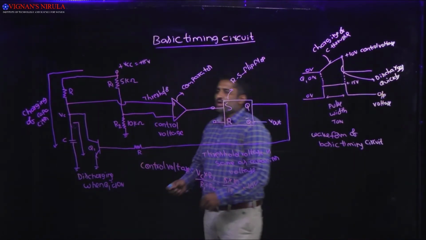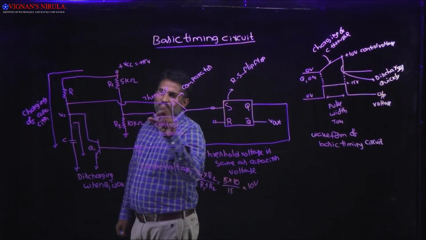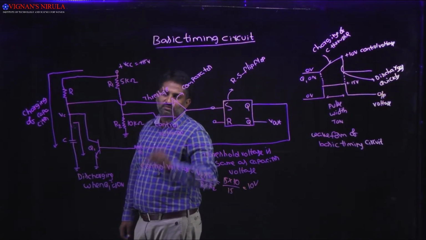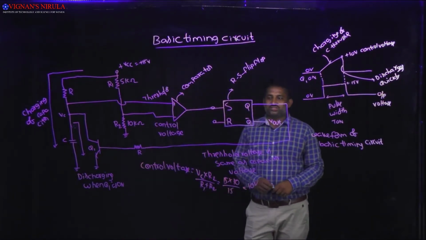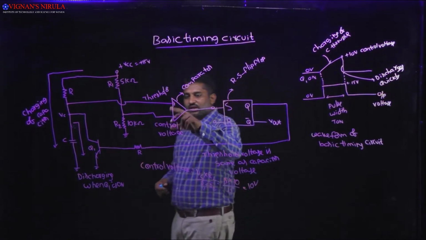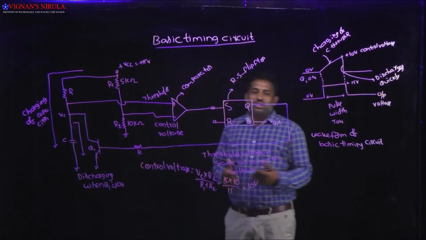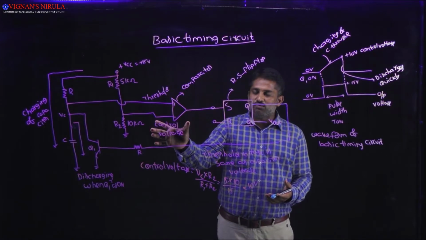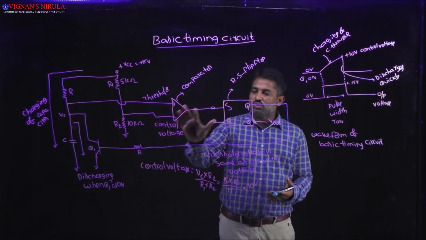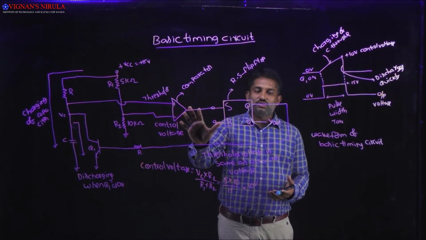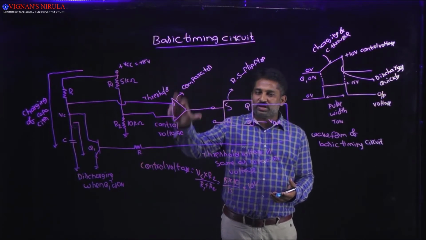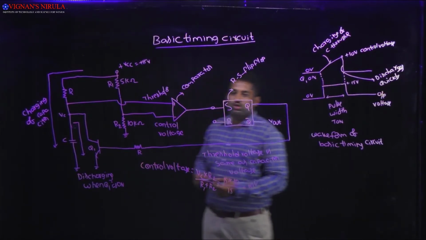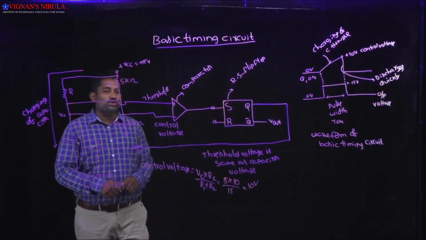Now we are applying the voltage at the threshold input of the comparator, and it will be compared with the control voltage. Obviously the control voltage value will be very high. Why? Because this is 10 volts and this is 0, so we will get a negative value. Negative means the comparator output is minus Vsat, which we consider as 0, so S is equal to 0.